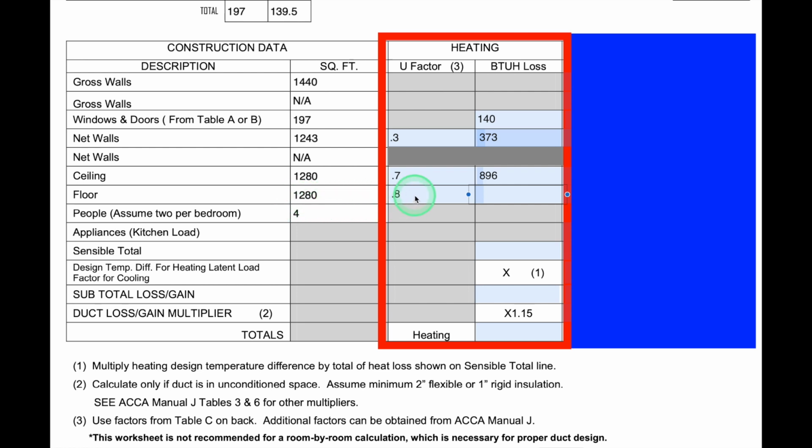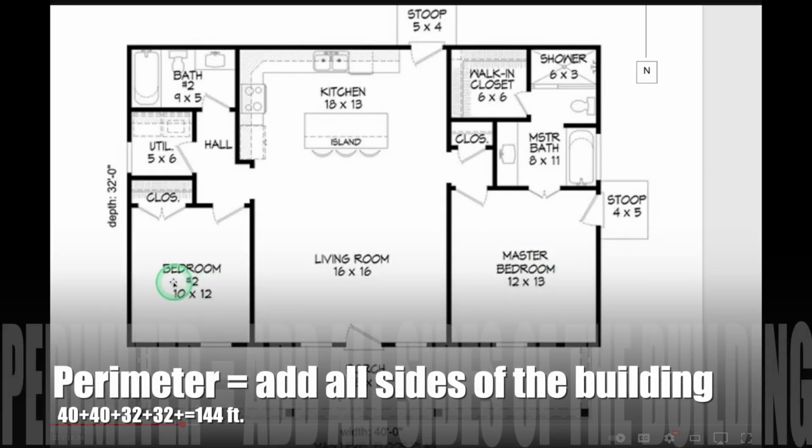But since we are just using concrete, it calls out basically just to use the perimeter of that building. How do we get the perimeter of that building? Well, you go back to your plans and you add up all the sides of the building.